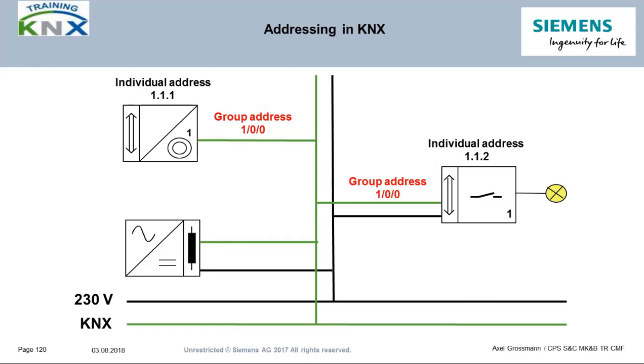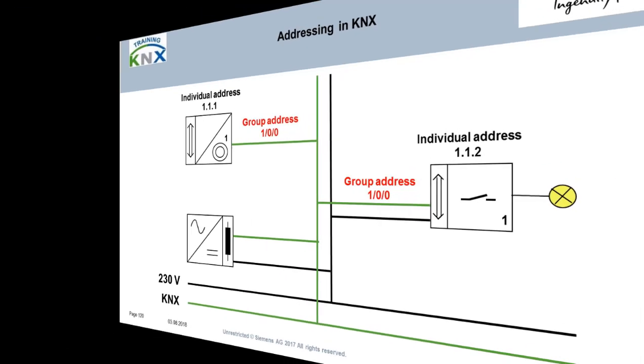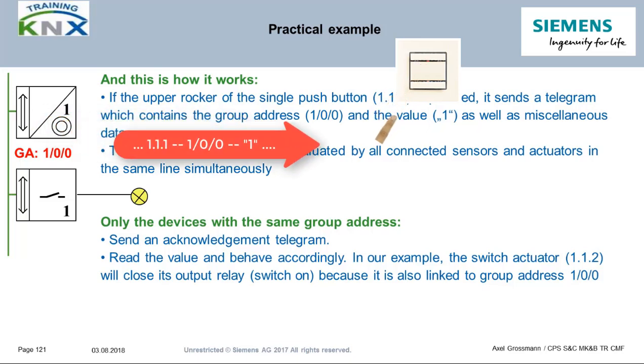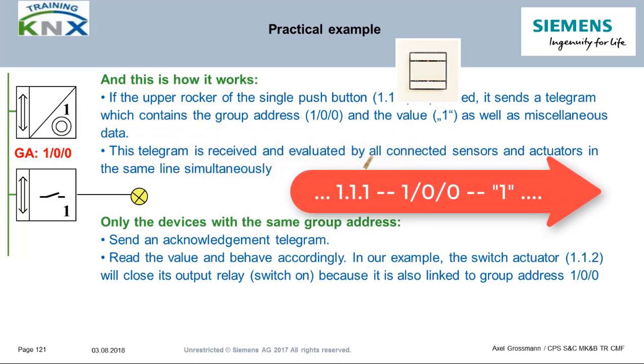You can see that we have 2 individual addresses, but only 1 group address, as this is shared by the devices controlling the same function. Practical example. This is how it works. If the upper rocker of the single push button 1.1.1 is pressed, it sends a telegram which contains the group address 100 and the value 1, as well as miscellaneous data.